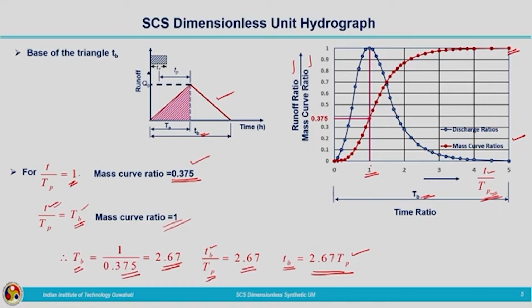We have taken the volume corresponding to that unit hydrograph from the mass curve ratio. That mass curve ratio value corresponding to T by Tp is equal to 1 was taken from the table, or you can take it from the curve, that is coming out to be 0.375. Based on that, we have found the value corresponding to the time base of the triangle Tb. So, we can understand that Tb is given by 2.67 Tp. This is obtained from the SCS dimensionless unit hydrograph.